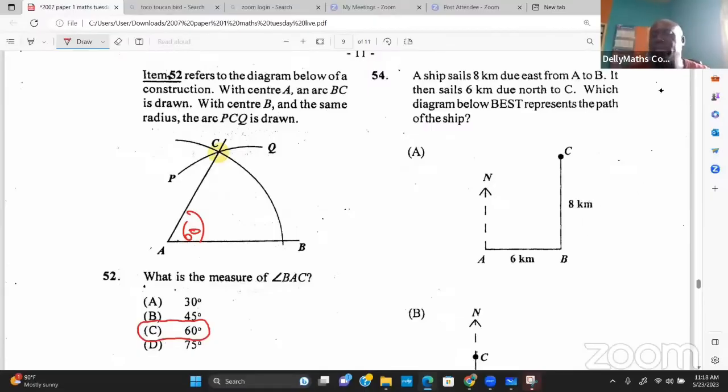54 says, a ship sails, this is a bearings question. Let's take a look. A ship sails 8 kilometers due east, right? 8 due east. So I could make my own thing and then match. So it sails 8 due east. So this is 8. Talking about it went that direction. So we did that from A to B. It then sailed 6 due north, to C.